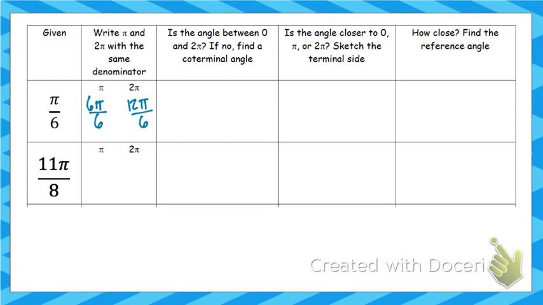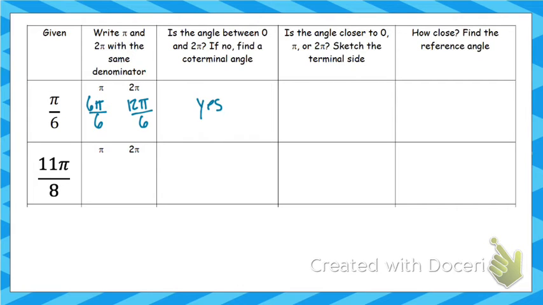The reason that I'm doing that is because it's going to make it easier to see which quadrant this goes in. So the next thing we need to do is check whether this angle is between 0 and 2 pi. If it's not, we need to find a coterminal angle. So pi over 6, is that in between 0 and 12 pi over 6? And it is. So we don't need a coterminal angle. Okay, it is in between those 2 numbers.